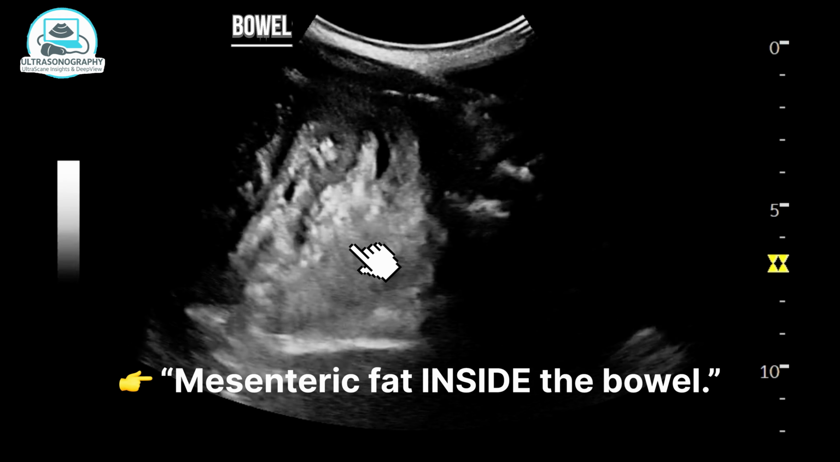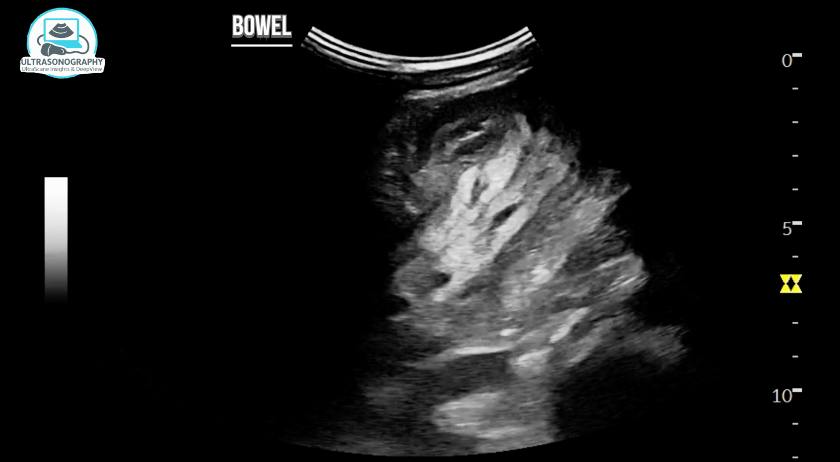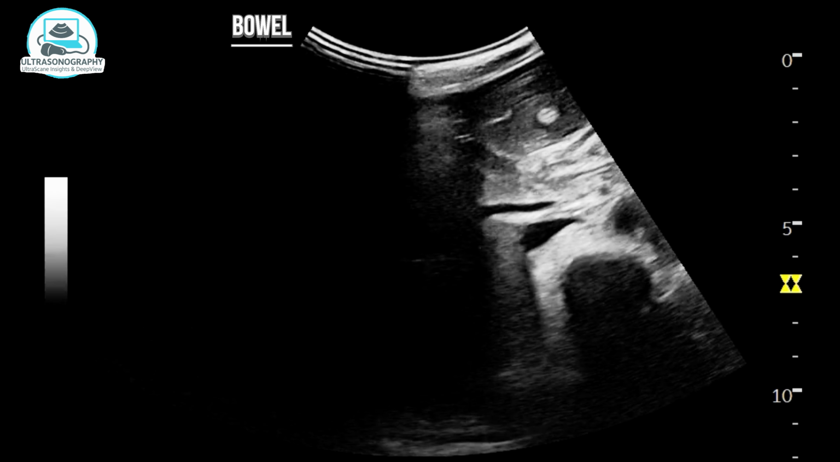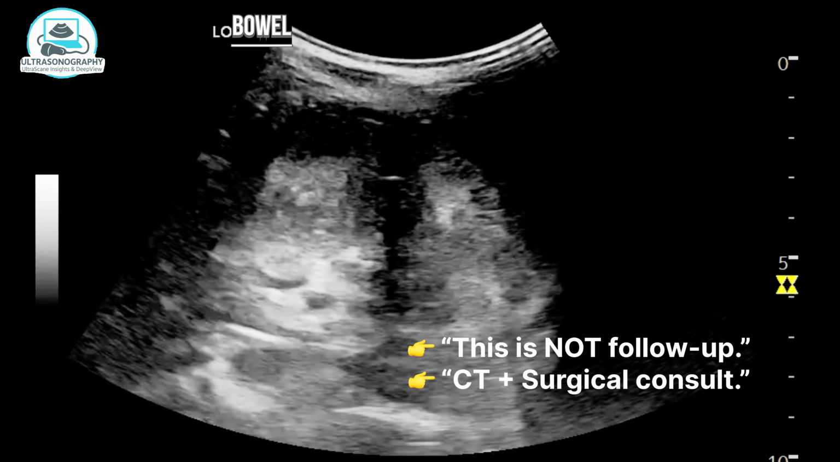Here is the golden rule of bowel ultrasound that every radiologist must remember. A target sign with internal mesenteric fat in an adult colon is surgical until proven otherwise. At this point, reassurance is not management. Follow-up alone is not enough, and the correct next step is urgent CT correlation and surgical consultation.